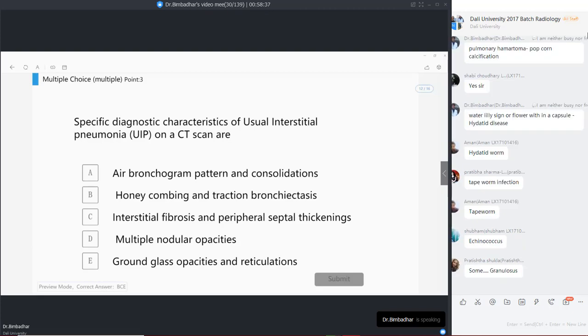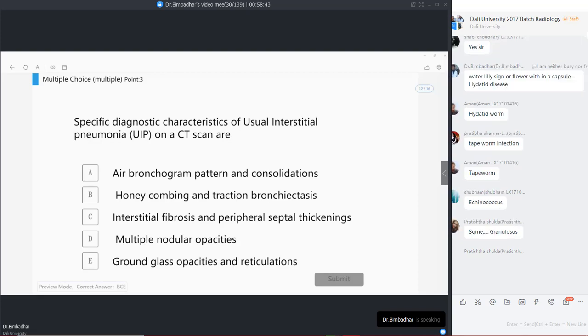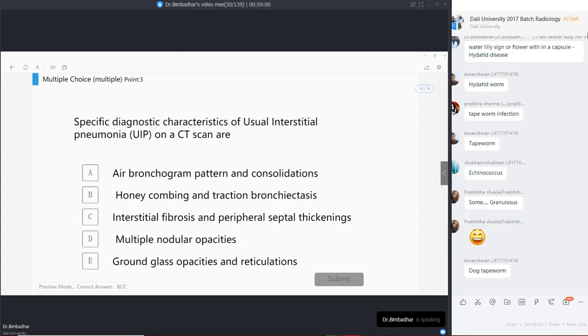Echinococcus granulosus. Okay, Pratishtha, it is Echinococcus granulosus. Yes, the intermediate hosts are sheep and dogs. It might happen because of dog meat consumption, or it can happen because of occupational exposure, right? So those people will have a water lily sign, a cyst present inside the lungs, which looks like a water lily. Simple: the lily flower floats in water, and Echinococcus granulosus, this tapeworm, also floats in water.